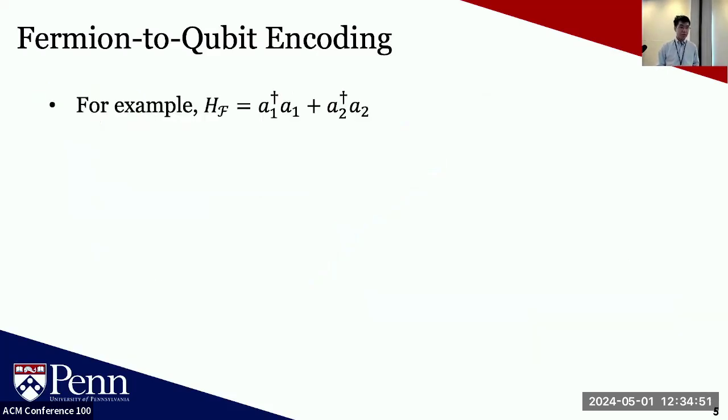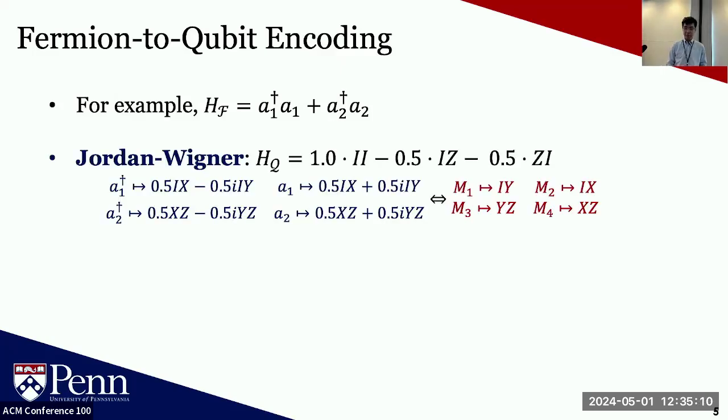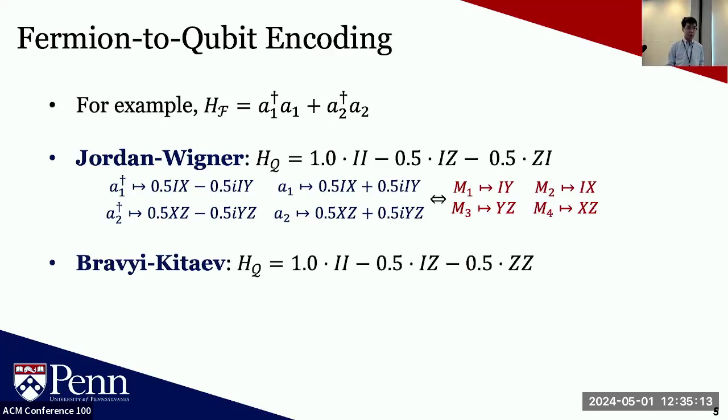So let's take a look at some actual fermion to qubit encodings. We'll show that with a simple example. Here we have a small fermionic Hamiltonian. And some existing fermion-to-qubit encodings include the Jordan-Wigner and the Bravyi-Kitaev transformation. This is how it looks under the Jordan-Wigner transformation, and this is how the Hamiltonian looks under the Bravyi-Kitaev transformation. And here I also show what the creation and annihilation operators and also the Majorana operators look like under the Jordan-Wigner transformation. And one thing to notice is that this fermion-to-qubit encoding strategy is not unique.